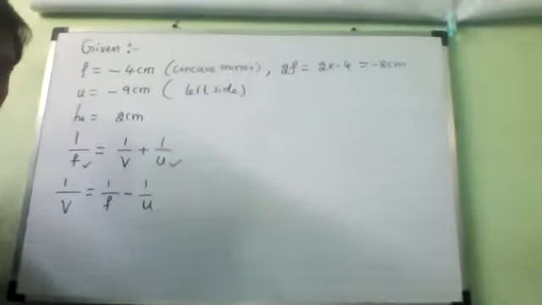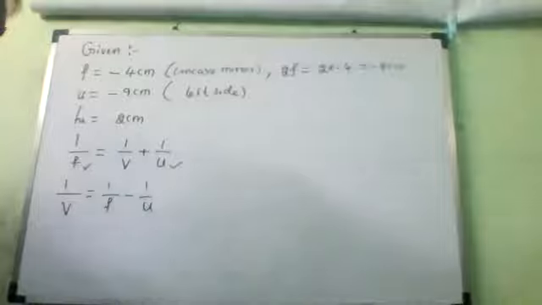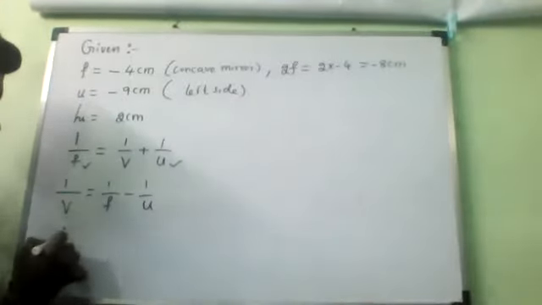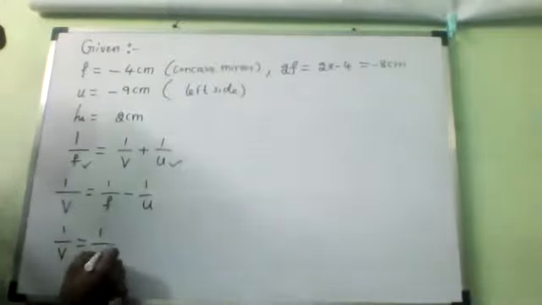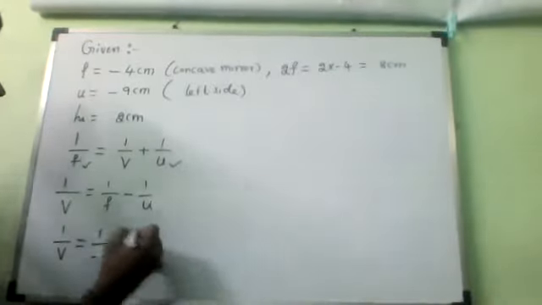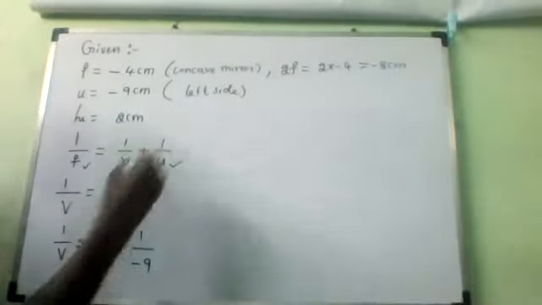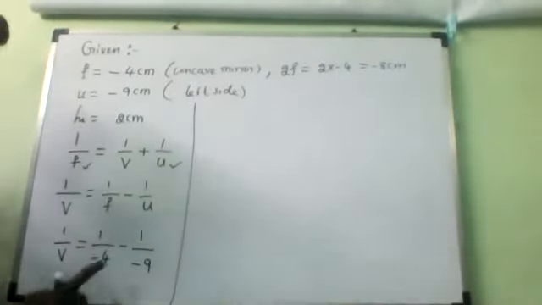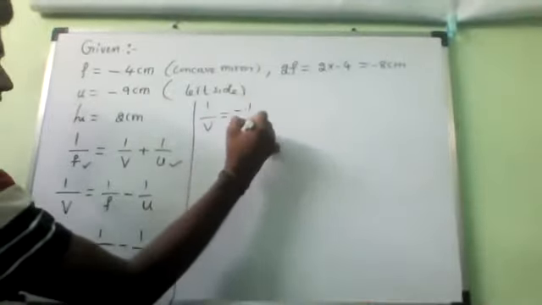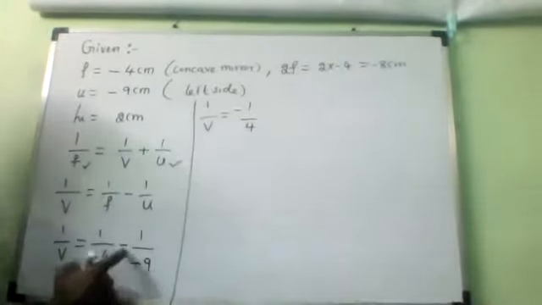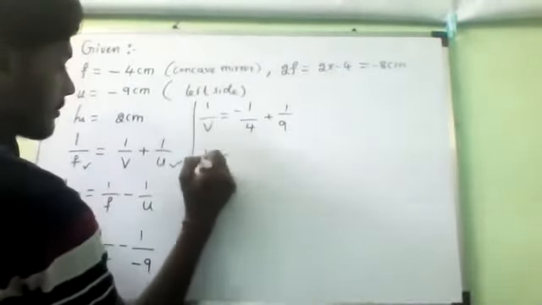Now Nityanathan, you speak this question. Next question, I'll go to the next one like that only. If not, silent. Everybody is silent. I don't like this. Tell me next. 1 by v is equal to 1 by f, 1 by minus 4, minus of 1 by u, minus of minus 9. So 1 by v is equal to minus 1 by 4 and minus of minus, plus 1 by 9. So minus 1 by 4 plus 1 by 9.